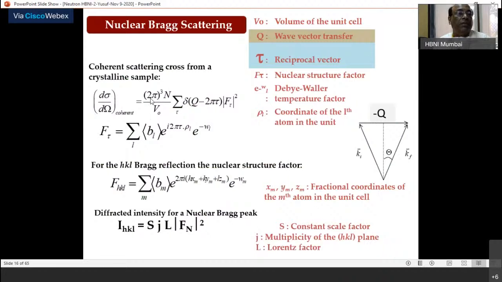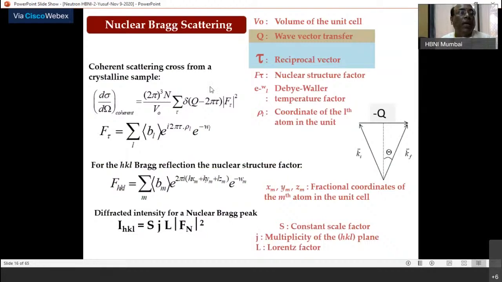What are those prefactors? This is (2π)^3. N is the number of scatterers. As you know, if you put only one Avogadro number of atoms, and then 10 Avogadro number of atoms, there are more scatterers, so the differential scattering cross section will increase. So it is proportional to the number of scatterers. And what is V naught? The unit cell volume. And what is this factor?